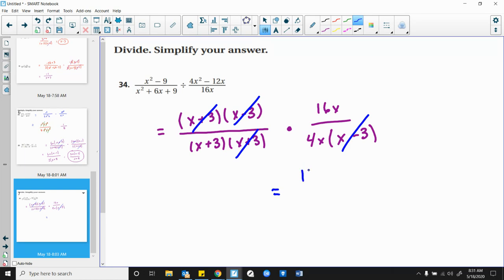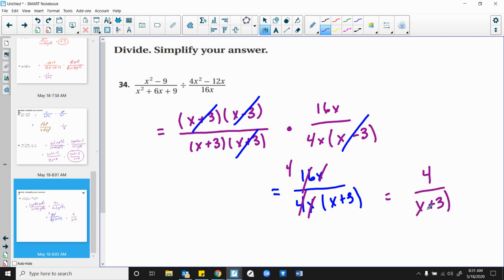On the top, I'm left with just 16x. On the bottom, I'm left with a 4x, and I'm left with an x plus 3. Okay? Now, from here, this 16x and this 4x, well, the x's are going to cancel, and the 4 is going to cancel out, and this 16 is going to become a 4 now. So all I'm going to have left is a 4 on the top and an x plus 3 on the bottom. Okay? And my answer would be 4 over x plus 3.